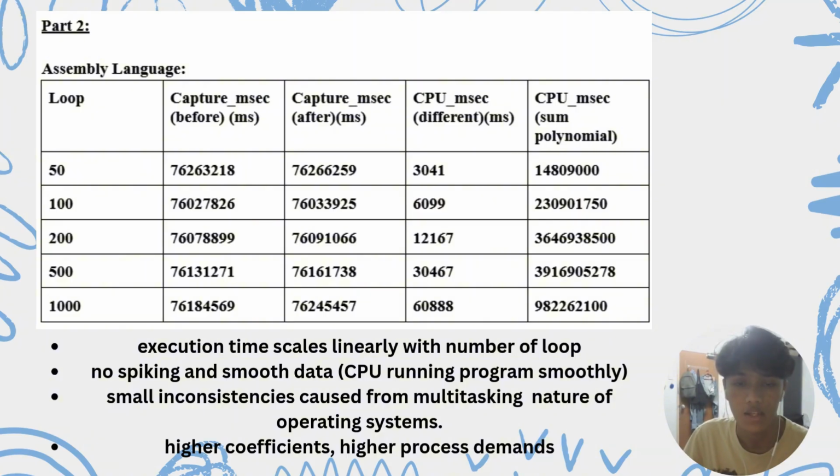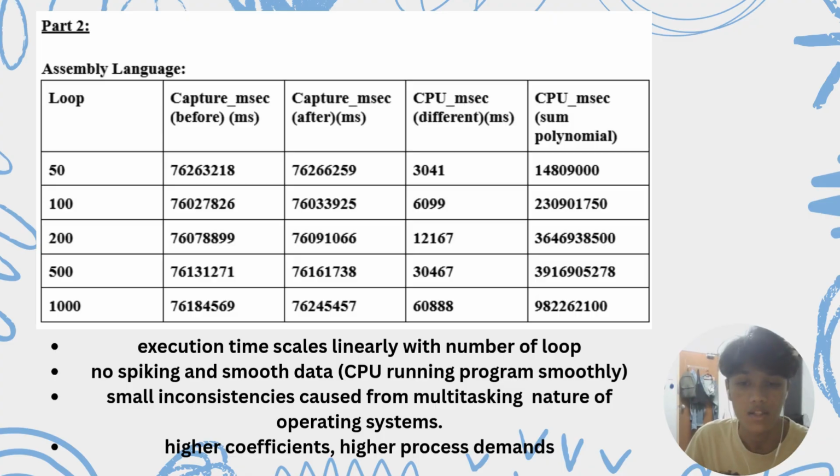From the data that we can see in the table, we can make conclusions that as the number of loop increases, the execution time will also increase. Therefore, the execution time scales linearly with the number of loop. And next, when we look at the data, there is no spiking, and the data is very smooth. So we can say that the CPU runs the program very smoothly.